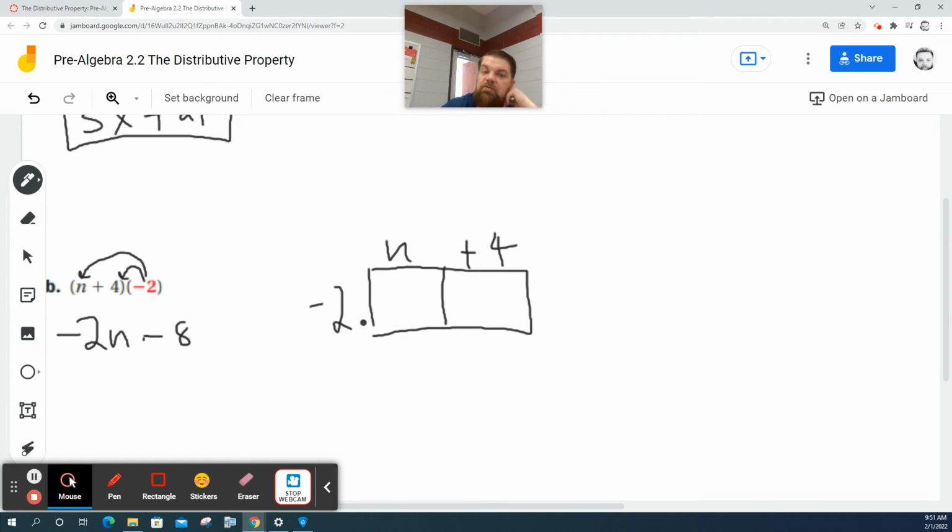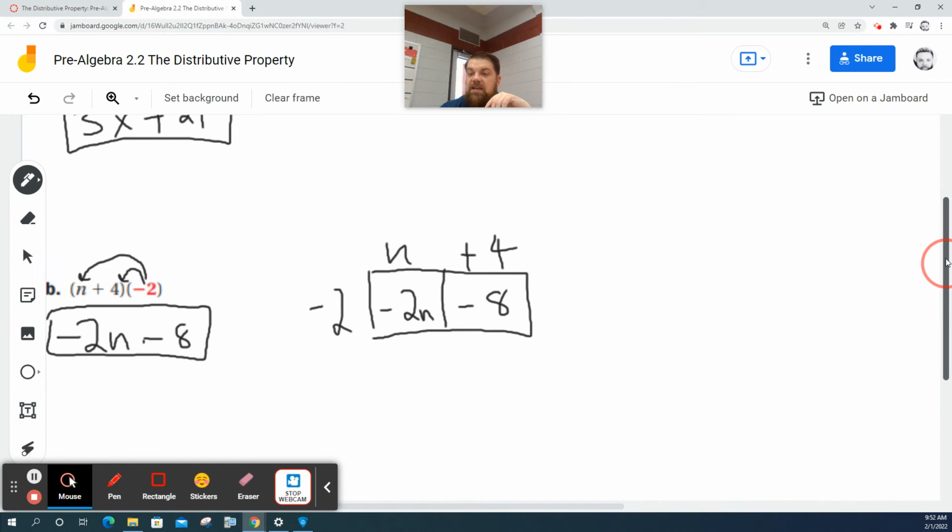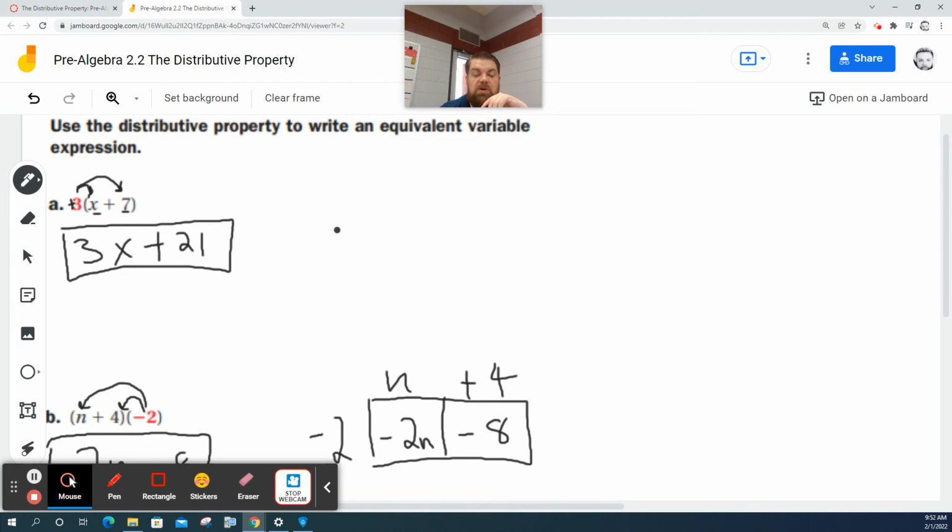So you multiply the row by the column. So what's negative 2 times n? Negative 2n. What's negative 2 times 4? Negative 8. And then that's still your answer. So I do want you guys, when you go to do the assignment today, to use the box. I am going to jump back here. We could do this problem the same way.